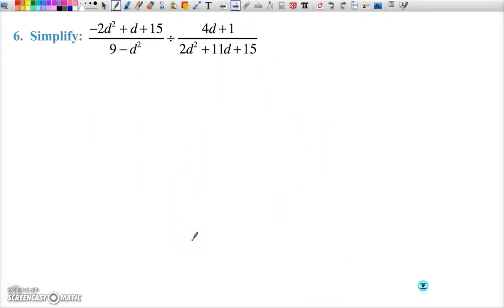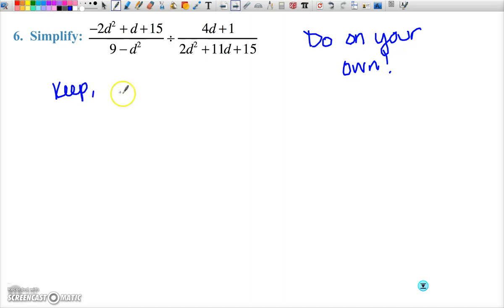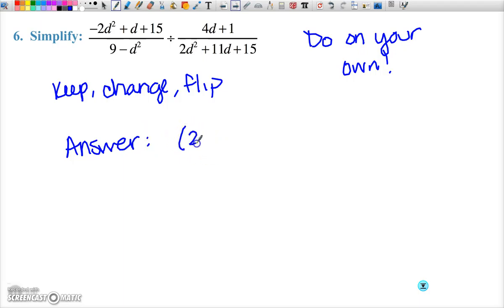All right, so number 6, I'm not going to go through this whole thing with you. I'm actually going to ask that you do this on your own. So I'm going to give you the answer so that you can tell if you did it correctly. So remember to keep, change, flip when you're simplifying this. And then also, your answer that you should get if you do this correctly is 2d plus 5 squared, so you should have 2 of those factors in your numerator, over 4d plus 1. So that's what you should get as your answer if you do it correctly.